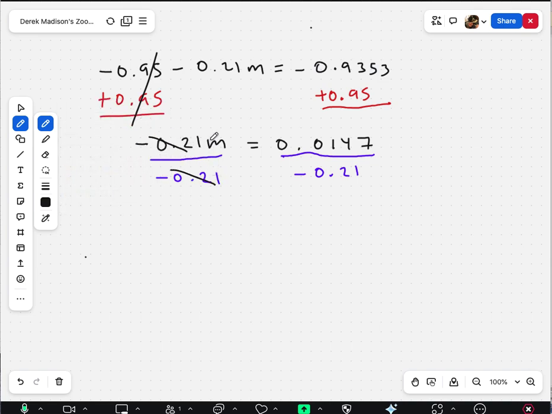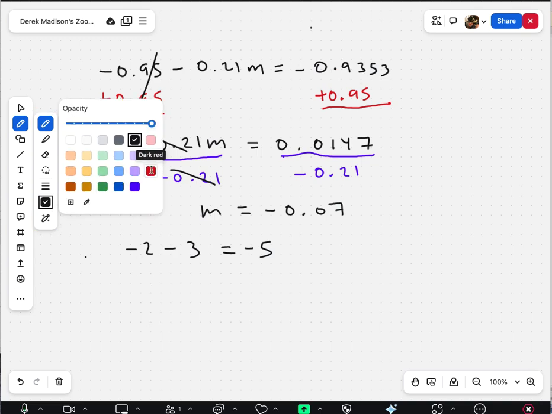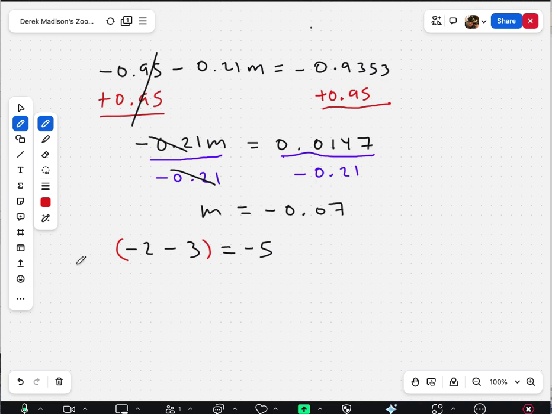And now those cancel, and that makes a 1m right there. That's that invisible 1. And then when we divide that, that will be negative 0.07. So with that being said, if you think about if you had negative 2 minus 3, that would equal negative 5, right? So that's kind of that same shape with all negatives. Something you can do to that, if you feel like it, is multiply both sides of that equation by negative 1.